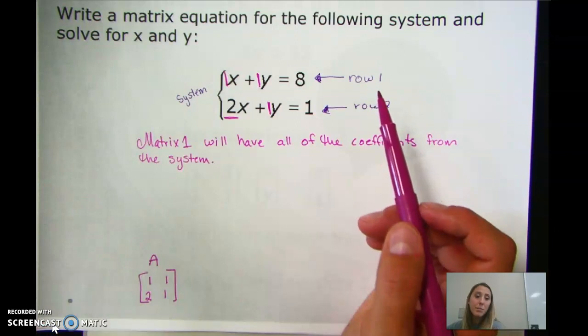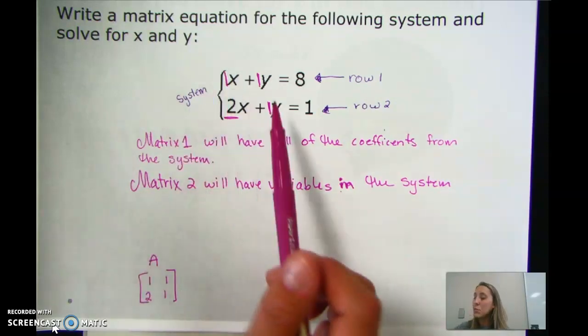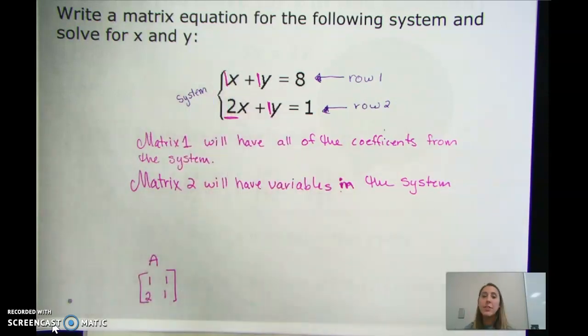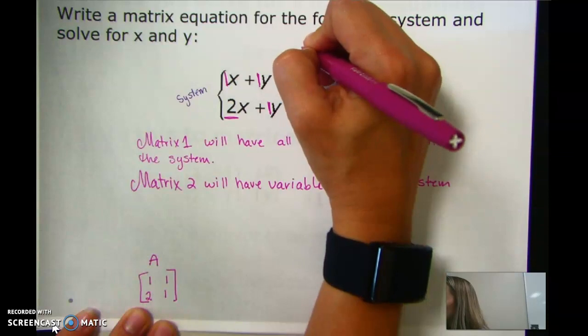Now we're going to talk about matrix 2. The second matrix will have all the variables that are in the system. So x and y are the only 2 variables in this system. They are written in alphabetical order, which is something we want to make sure of. So we would want our systems to be in alphabetical order.